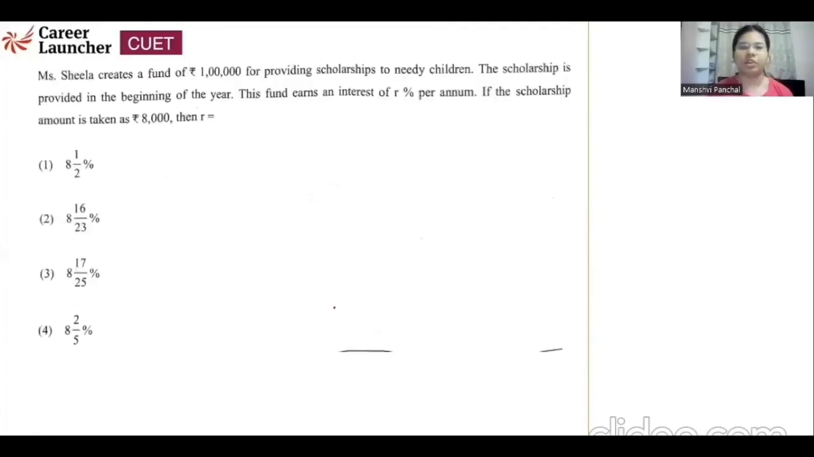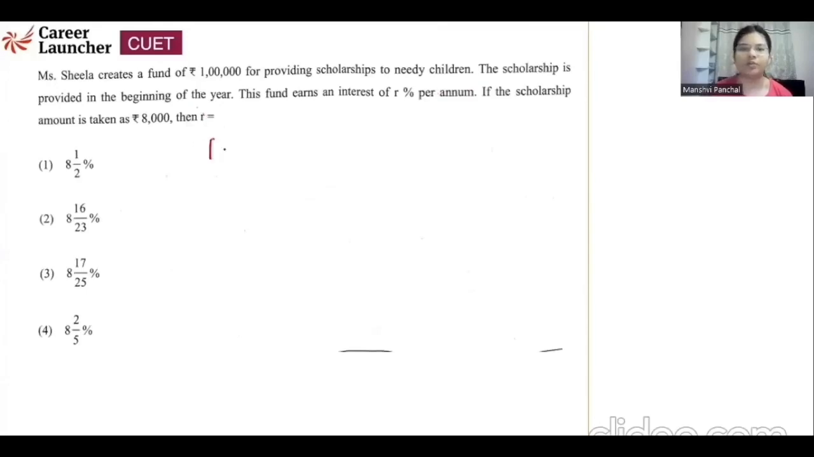Next we have question number 59. Ms. Sheila creates a fund of 1 lakh rupees for providing scholarship to needy children. If the scholarship is provided in the beginning of the year, this fund earns an interest of R% per annum. If the scholarship amount is taken as 8,000, then R is? So it is an annual scholarship, and this is an example of perpetuity in the beginning of the year.